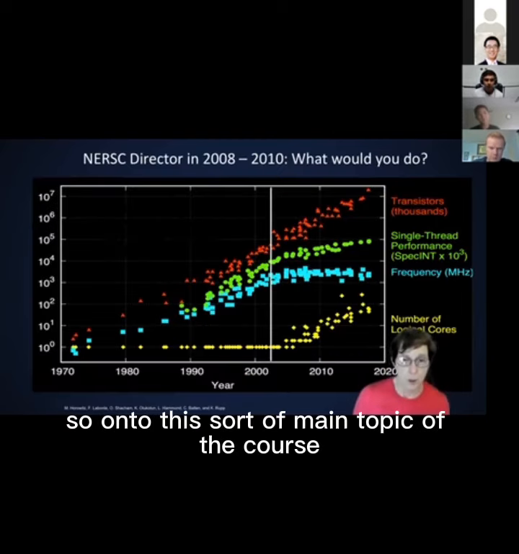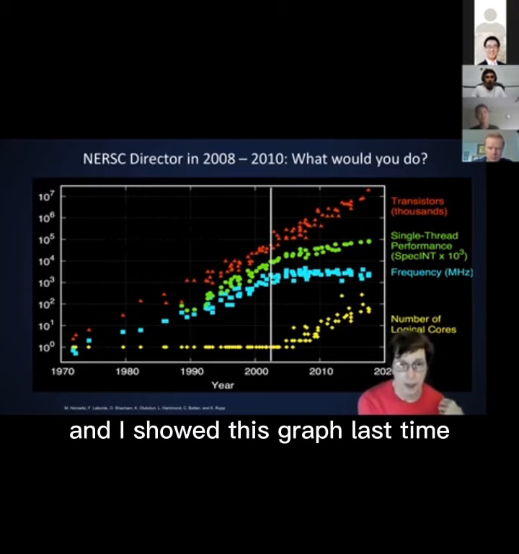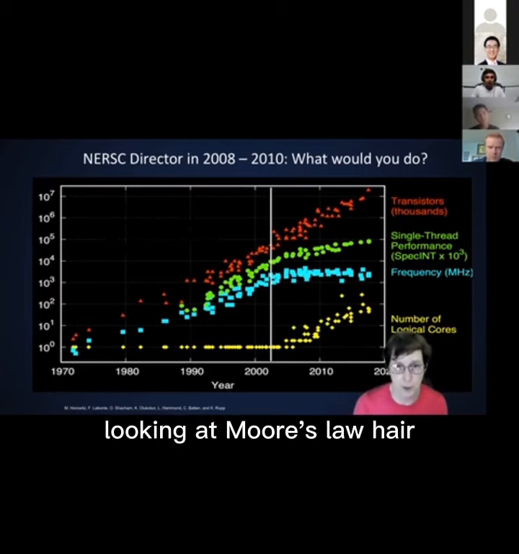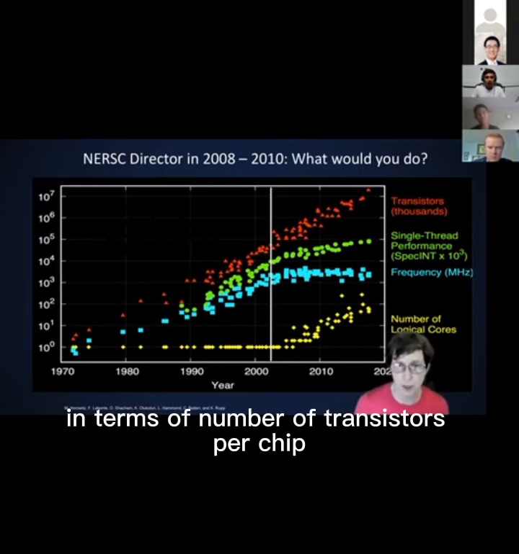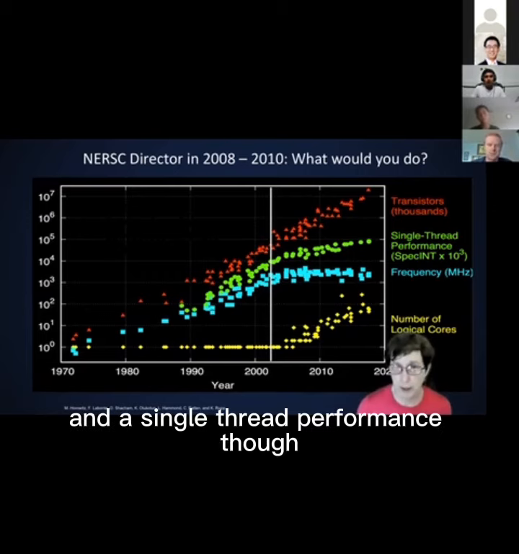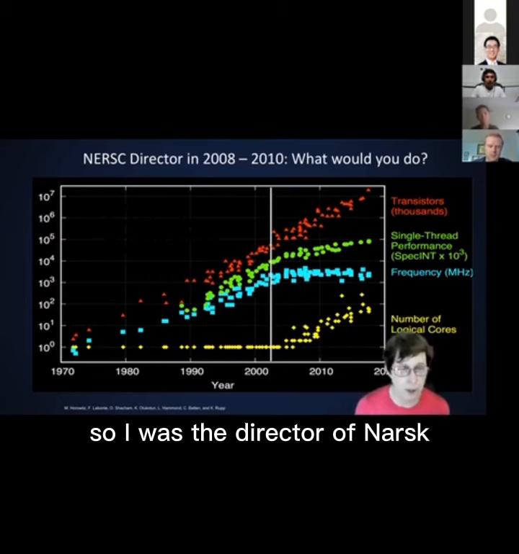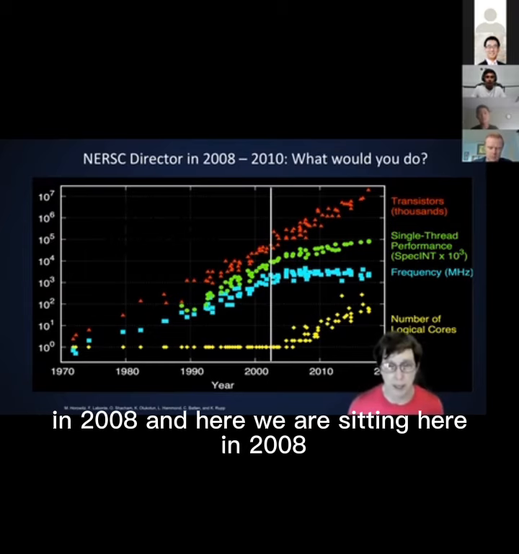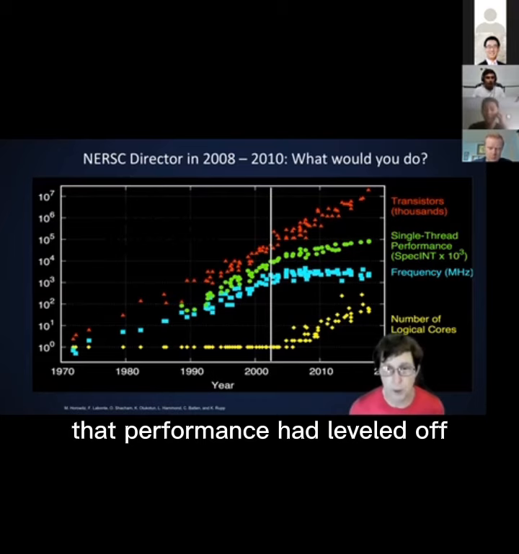Okay. So on to the main topic of the course and of today's lecture. I showed this graph last time. You'll probably see it again many times, looking at Moore's law here, which was still going strong in terms of the number of transistors per chip, and transistor density was growing, though single thread performance and the frequency leveled off. I was the director of NERSC, which is where we have Cori, in 2008. And here we are sitting in 2008. It was pretty clear already that performance had leveled off.